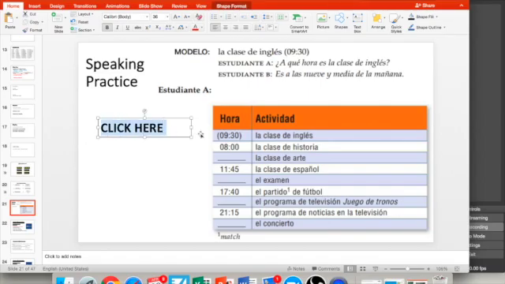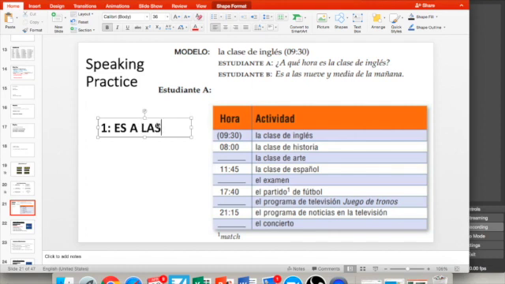Let's say we were talking about Spanish class, which you can see here on the schedule is at 11:45, assuming still here in the morning. So if I'm student A, I'm going to ask at what time is Spanish class. So instead of saying a qué hora es la clase de inglés, I'm going to say a qué hora es la clase de español. Student B is going to come back and tell me that it's at 11:45. So you could say es a, I needed to type in caps here, sorry.